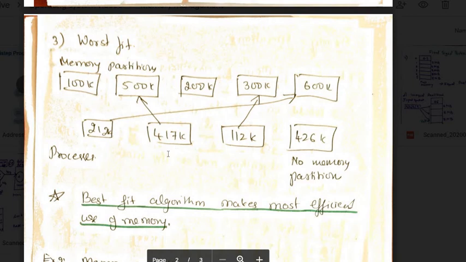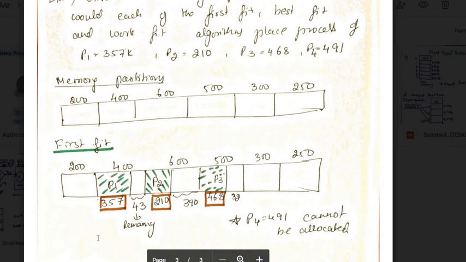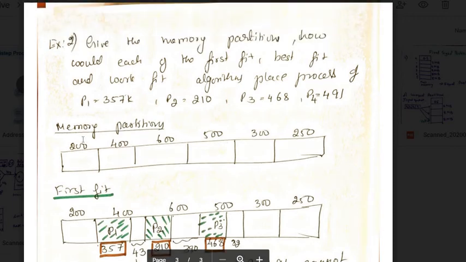So have you understood how it is done? So let us take one more example here. Given the memory partition, how would each of the first fit, best fit and the worst fit algorithm place the processes P1, P2 and P3, P4 in order? So these are the process requests which are coming over here. Okay, so this is the given memory partition, and based on this memory partition I need to try to satisfy all these processes using the three strategies.